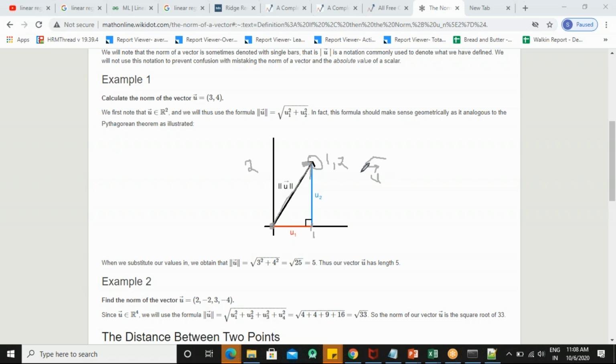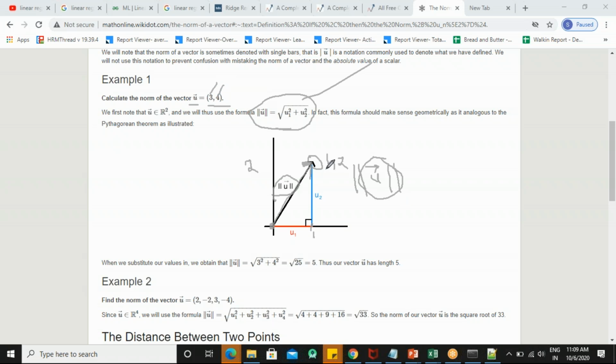The arrow on top of u means this is a vector. So this is the u vector, 3, 4. But the magnitude of this vector is actually nothing but the norm of a vector. The norm of a vector is known as the magnitude of the vector, the length of that vector. It is given by something like Euclidean distance, the Pythagoras theorem, which is u1 square plus u2 square, where u1, u2 means 3 square plus 4 square.